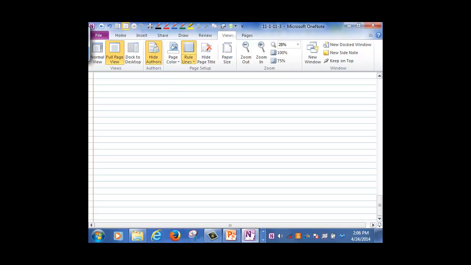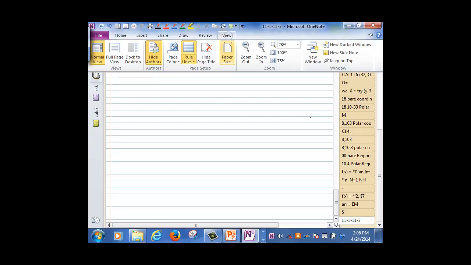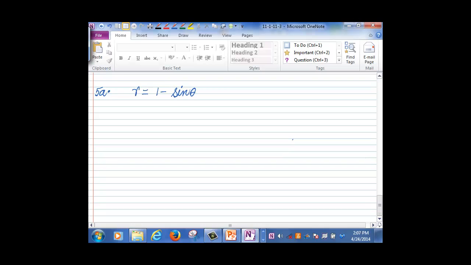Here's the other problem, 5a. In 5a, you have r equals 1 minus sine θ. I think in class we did the example with 1 plus sine θ. So this is where you have 1 minus instead of 1 plus. Once again, you have to figure out how r is increasing and decreasing.